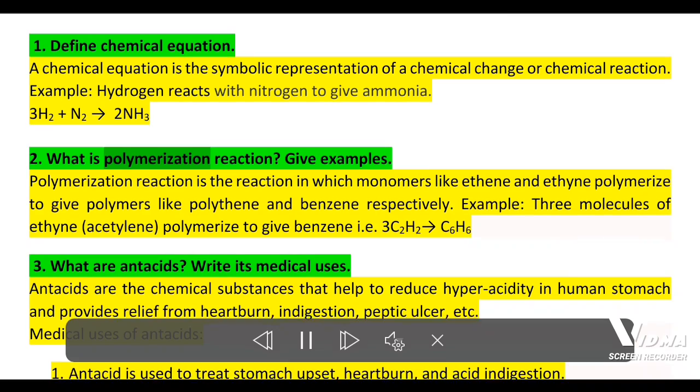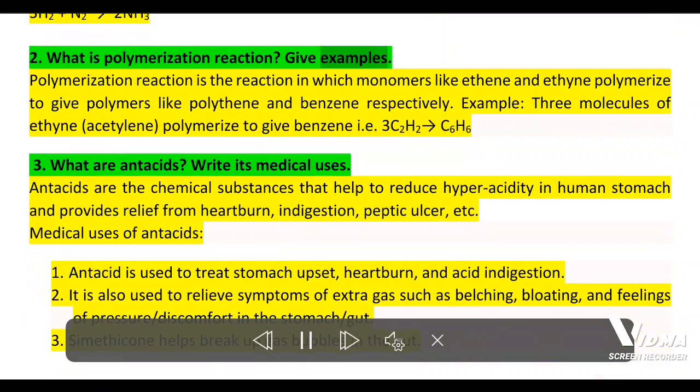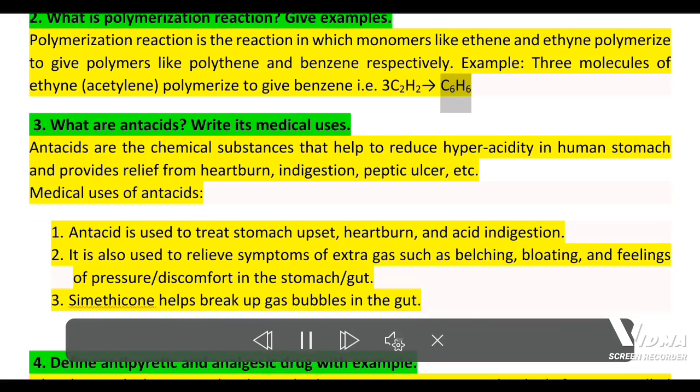2. What is polymerization reaction? Give examples. Polymerization reaction is the reaction in which monomers like ethene and ethyne polymerize to give polymers like polythene and benzene respectively. Example: 3 molecules of ethyne (acetylene) polymerize to give benzene, i.e. 3C2H2 → C6H6.